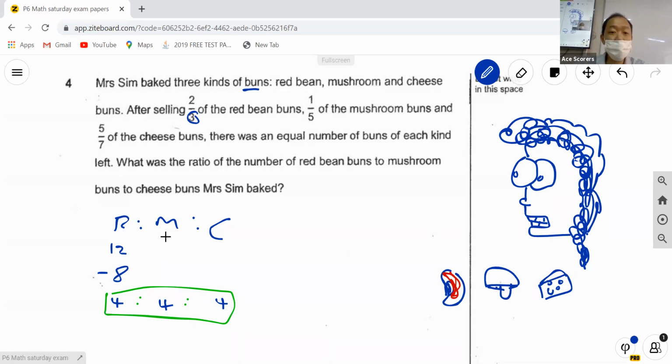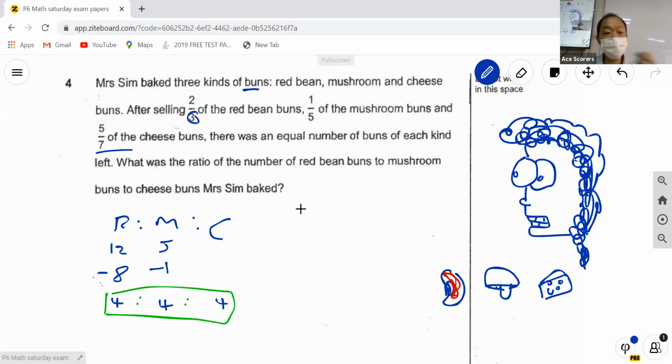So mushrooms now make sense, right? You see at first there was 5, take away 1, left 4. Then the red bean, at first there was 12, you take away 8, so left with 4. Now let's look at the cheese. So 5 out of 7.